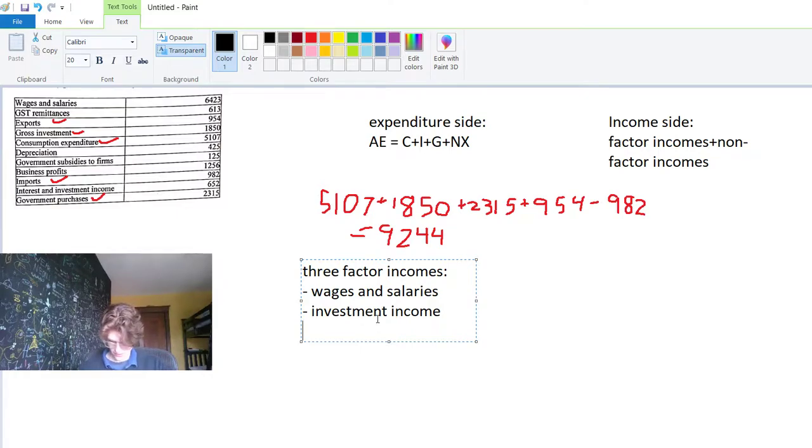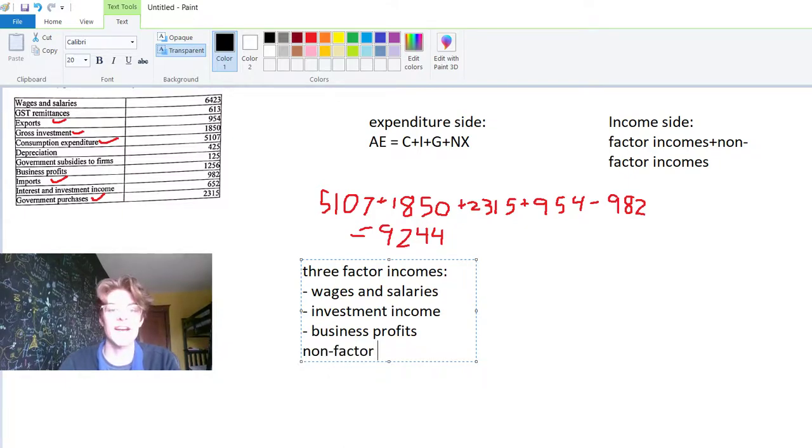Oh, was that it? Okay, cool. We found it. So wages and salaries and any supplementary income, it says. And then investment income, and the third one is business profits. And then we have non-factor incomes. So factors, remember, are things that we use in production. So wages and salaries would be given to workers. Investment income, so that would be on machines and stuff, and business profits, kind of self-explanatory.